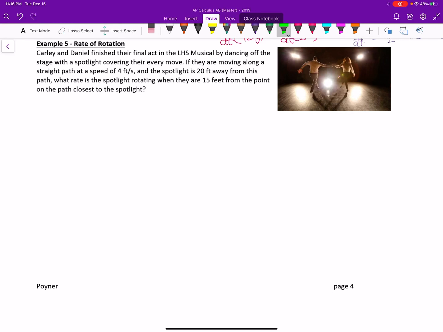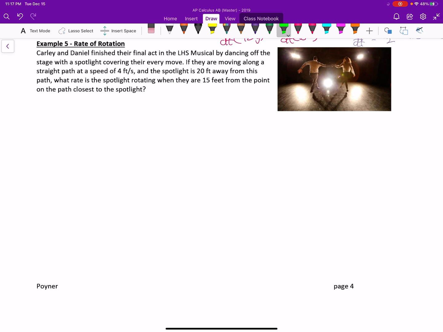Okay, so example 5: Carly and Daniel finish their final act in the LHS musical by dancing off the stage with the spotlight covering their every move. If they're moving along a straight path at a speed of 4 feet per second and the spotlight is 20 feet away from this path, what rate is the spotlight rotating when they're 15 feet from the point on the path closest to the spotlight?